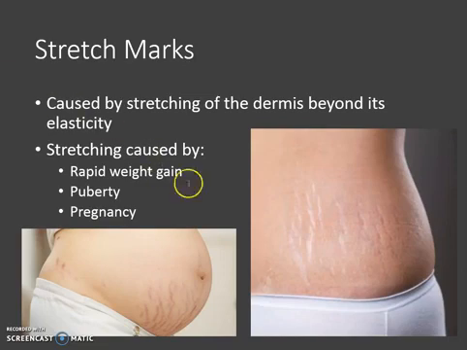As you can see here, the stretch mark that you're seeing is the underlying connective tissue, almost like a scar tissue.